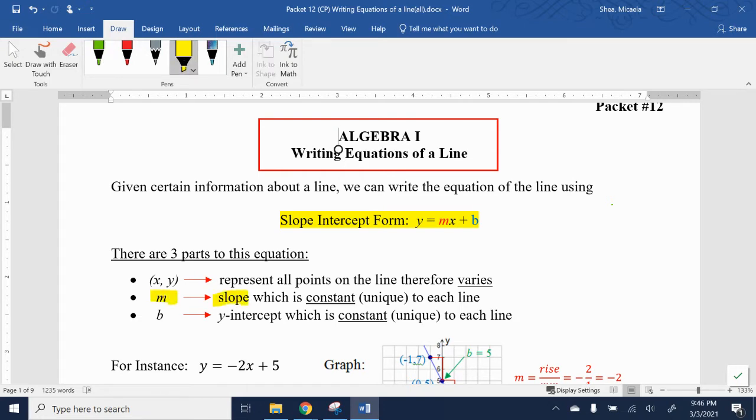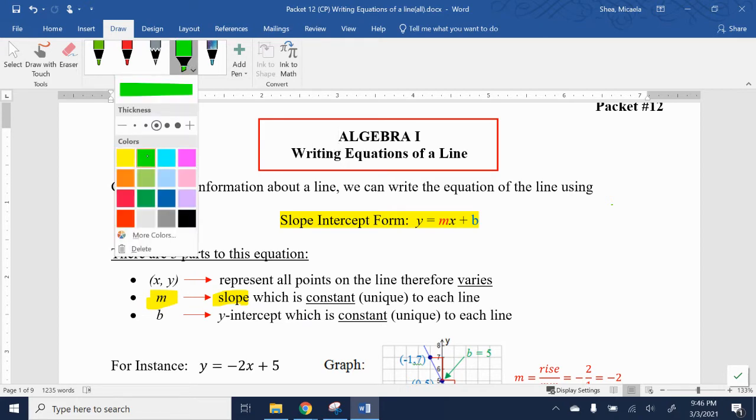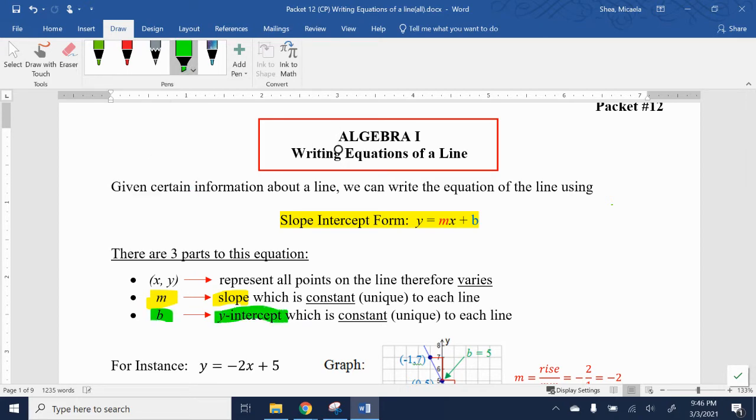Okay, so you need to remember that the variable m stands for slope, and then the b stands for the y-intercept. Remember, the y-intercept is where it crosses the y-axis.